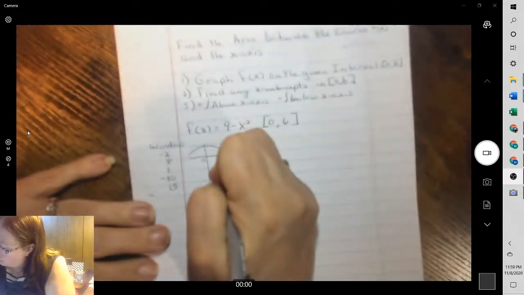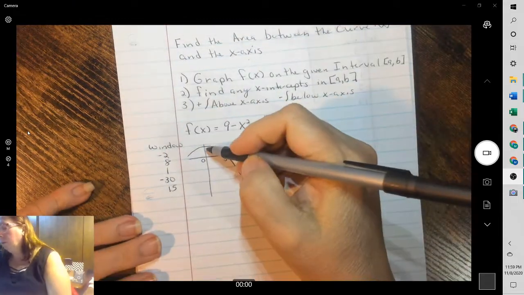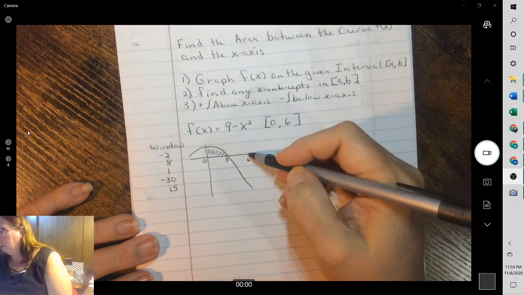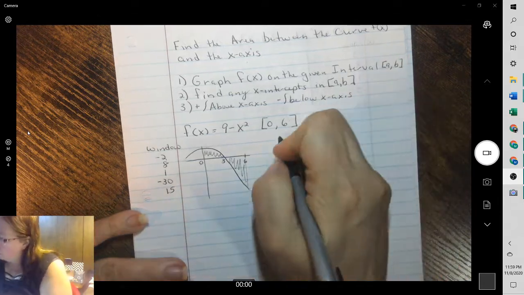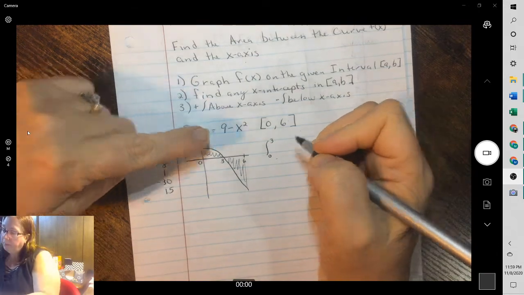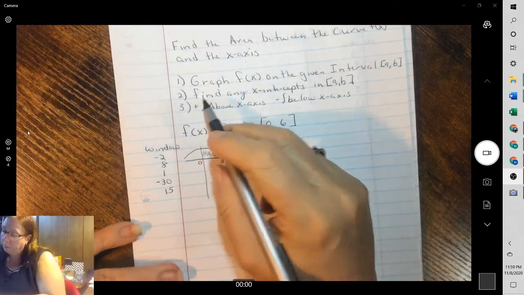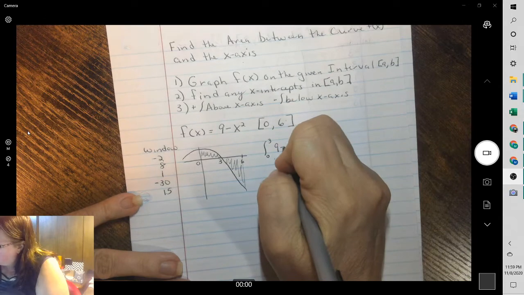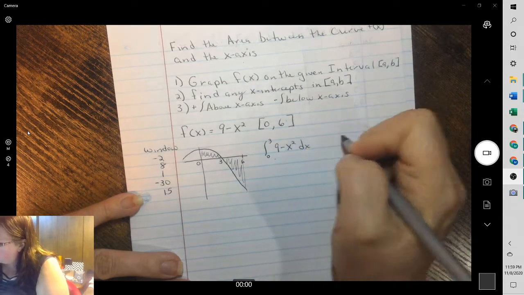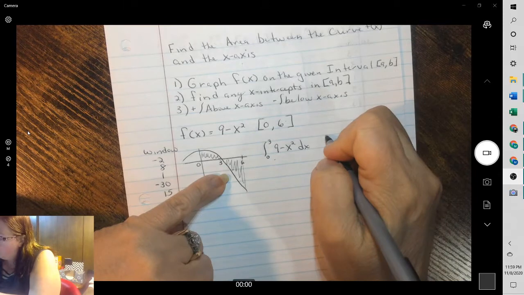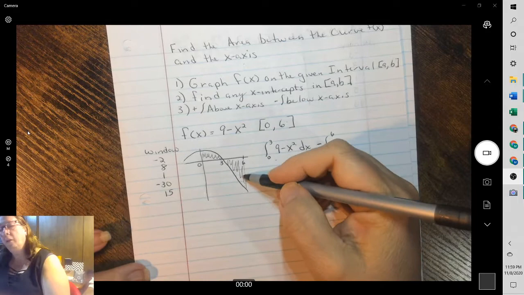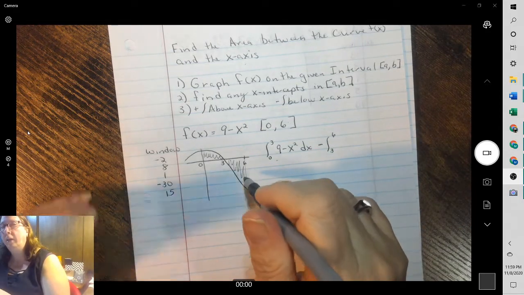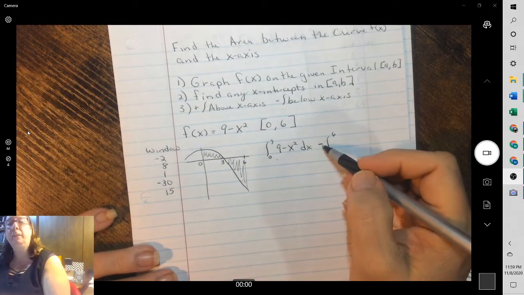So this is crossing at 3. So we want this area here, and then this. So we're going from 0 to 3. And that is above the x-axis, so it's going to be positive. 9 minus x squared with respect to x. Now this one, from 3 to 6, we're going to subtract because this is below, so it's going to give us a negative value. Area should be positive, so we're going to take the opposite.